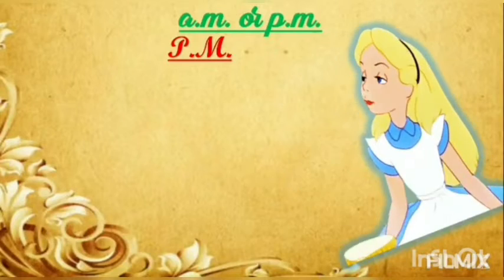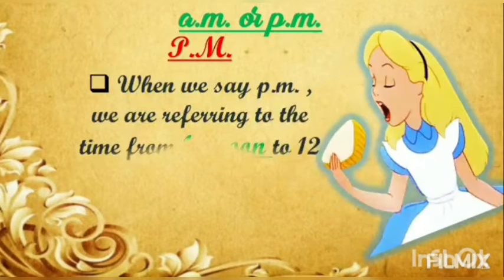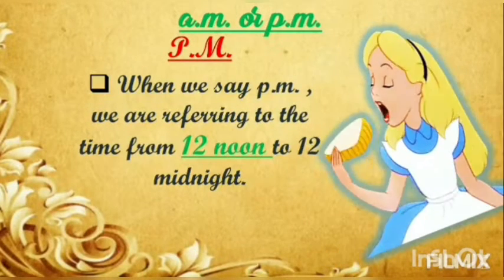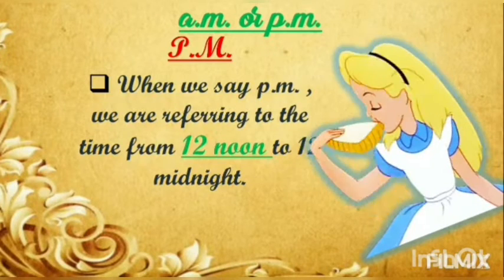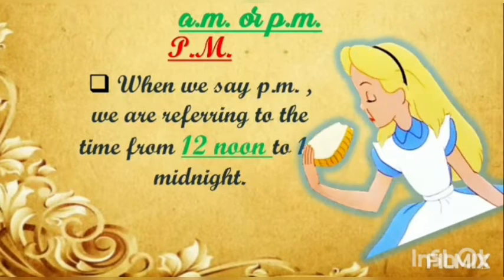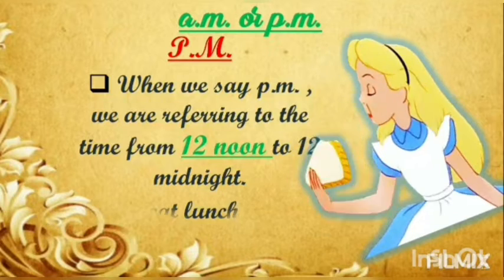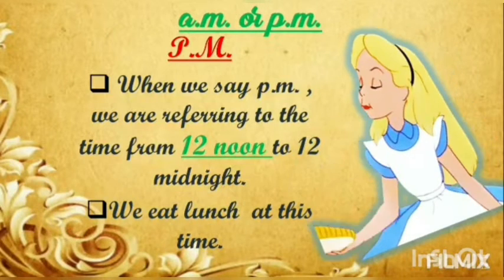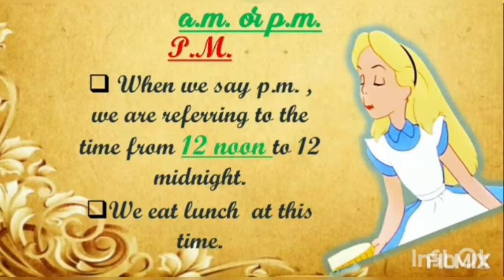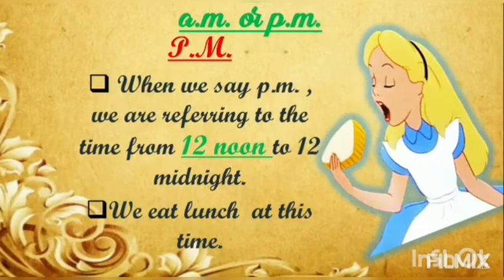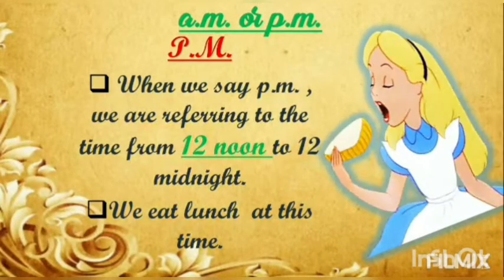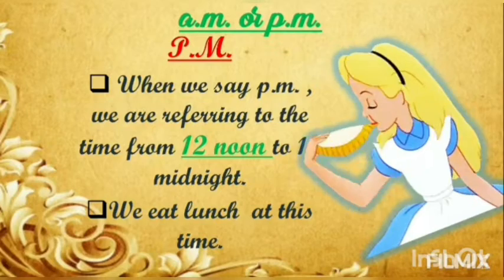Similarly, our next format is PM. When we say PM, we are referring to the time from 12 noon to 12 midnight. And the trick to remember is that we eat lunch at this time. So, since we eat lunch at noon, that means afternoon, we use the time format PM associated with it.